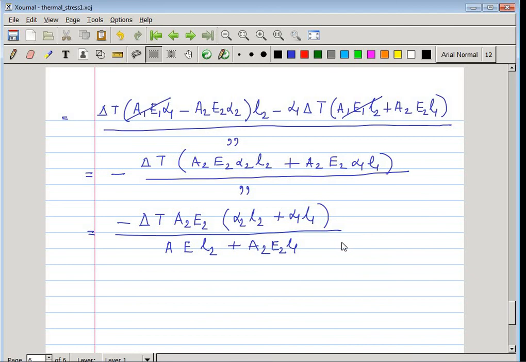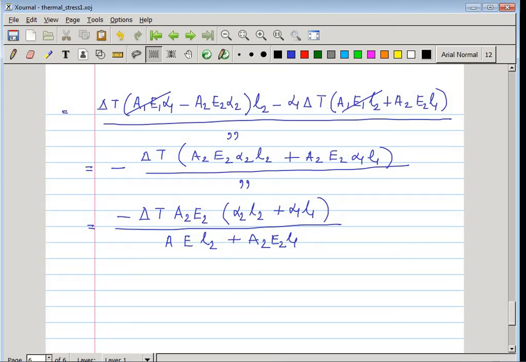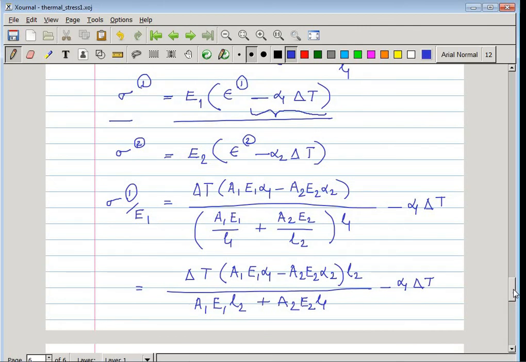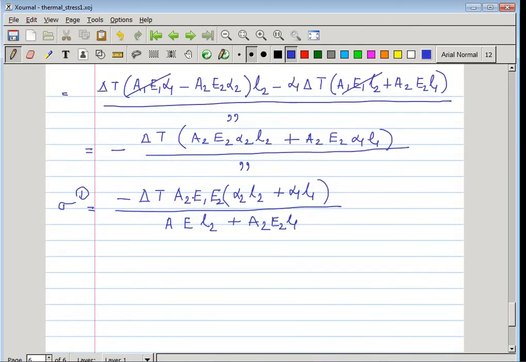Now if we try to verify the value of this stress, or this is actually sigma 1, you have to multiply it with E1, and so this is E1, E2, because the previous value was sigma 1 divided by E1. So we are multiplying again with E1. So this is for sigma.